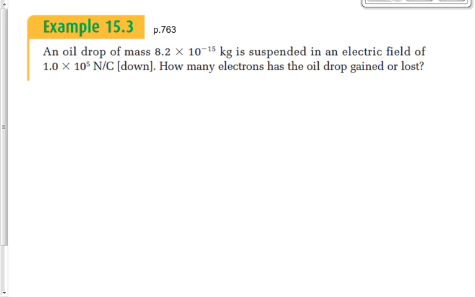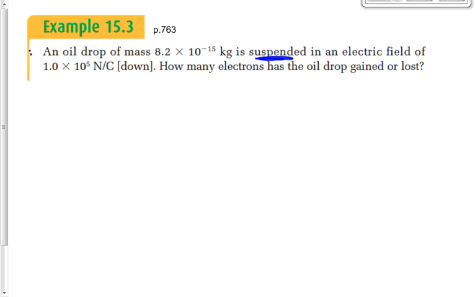(15.3) on 763 says an oil drop of mass 8.2 times 10 to the negative 15 is suspended. Okay, so we're going to deal with problems in a minute here where the particles are not suspended, either accelerating either up or down. But for now, all we have to be able to do is deal with problems in which the oil droplet experiences no net force. In other words, the electric force equals the gravitational force, and it's either suspended or traveling at a constant speed. That's what we've got right here. We want to find out how many electrons the oil drop has gained or lost.